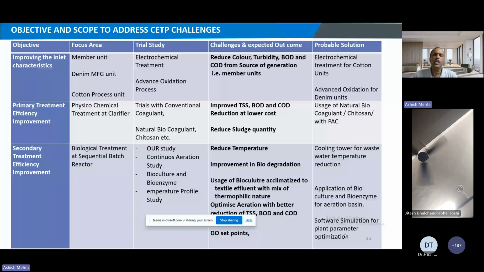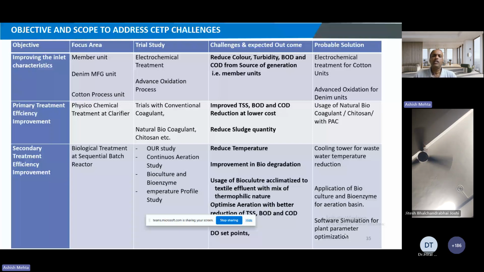So in the focus area, we carried out a lot of studies of electrochemical treatment, advanced oxidation process, and improving different physicochemical treatment, so that the expected outcome could be reduction in color, turbidity and BOD from the source of members, which we have addressed to a greater extent.